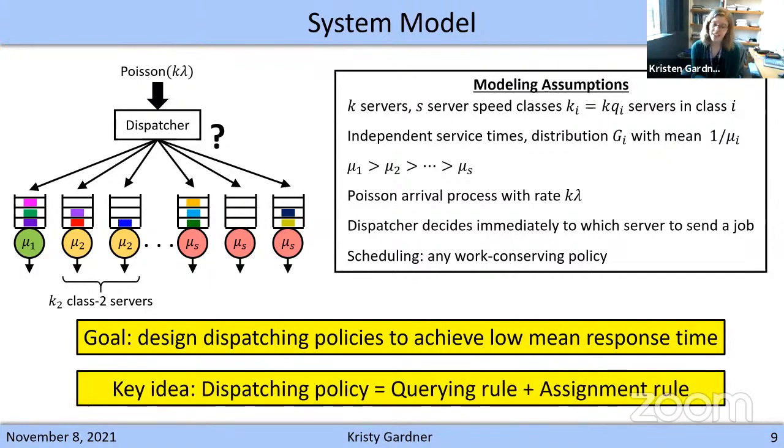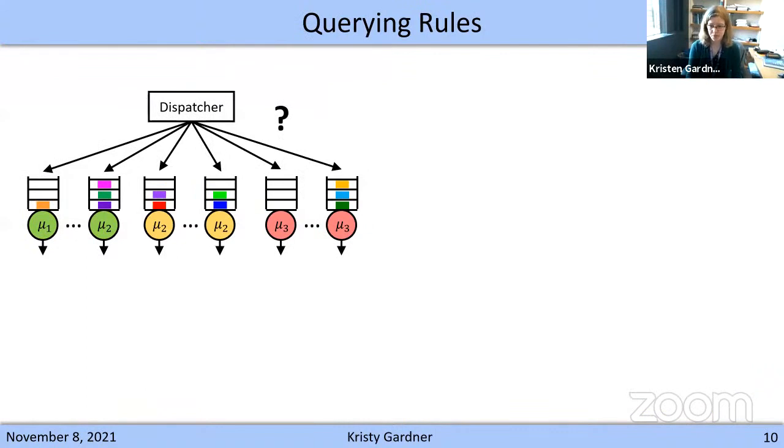And again, our key idea is that a dispatching policy can be decomposed into a querying rule plus an assignment rule. So I want to take a little bit of time now to explore what possible querying rules look like and what possible assignment rules look like. And then we'll come back and think about dispatching policies as a whole.